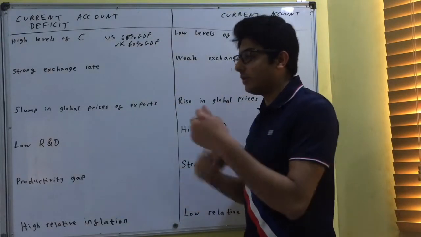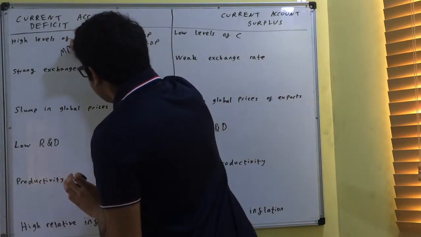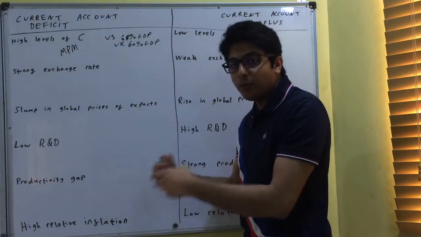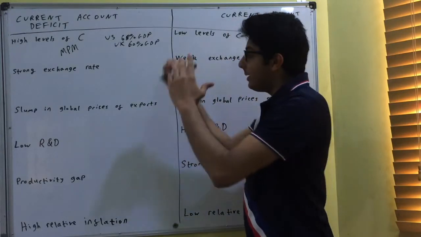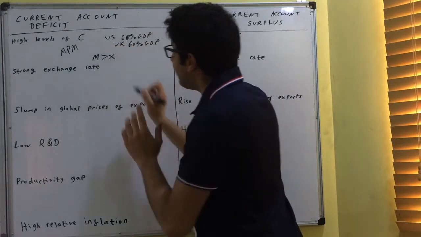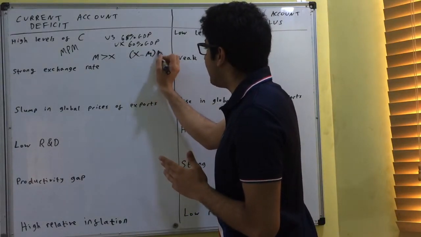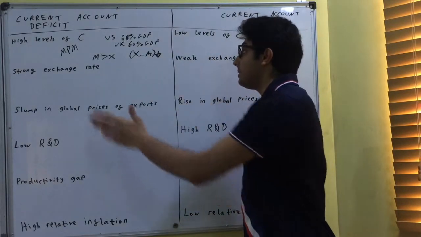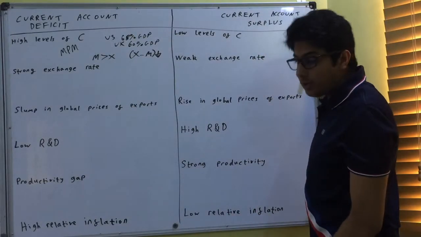And because you have high levels of consumption, the marginal propensity to import is high. So you're more likely to buy imports from abroad, like luxury goods, and that means that the value of imports is usually higher than the value of exports. That reduces net exports and results in a trade deficit, which will result in a current account deficit. The opposite can be said for a current account surplus.